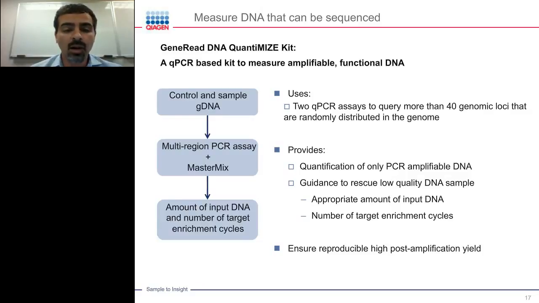Because it is a qPCR assay, it's a very simple setup whereby the genomic DNA, once it's isolated from FFPE samples or any of those low-quality yielding samples, is mixed with the qPCR assays and master mix. You run qPCR, and through a simple data analysis setup that is available through QIAGEN, you actually get the amounts of DNA that are amplifiable in your sample, and also get the appropriate number of targeted enrichment cycles that are needed for that specific sample.